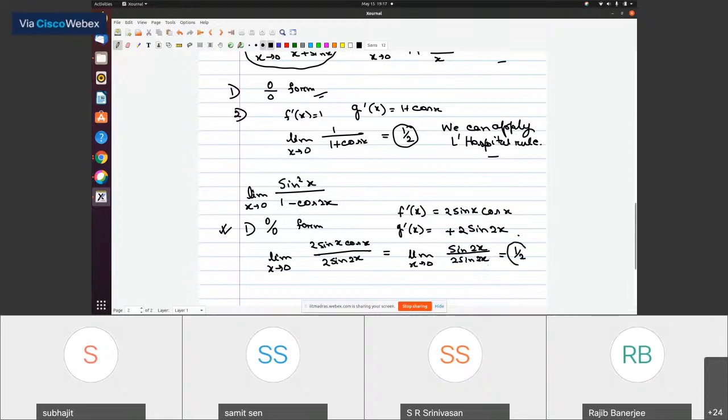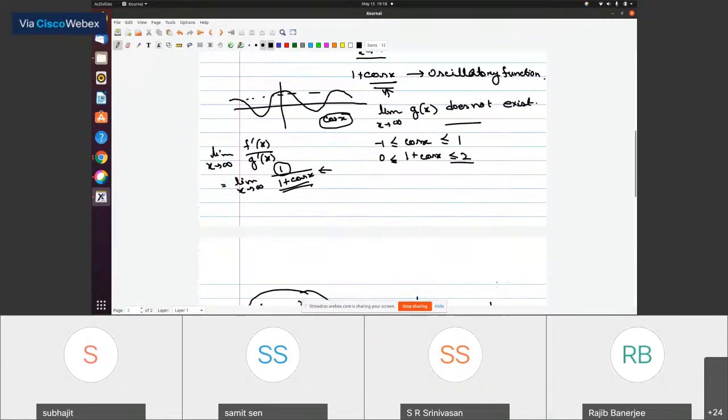Correct. But now here, sir, the question is, for example, if I go to g prime x, which is 2 sin 2x, then g prime 0 is essentially 0. That is okay. That's not the problem.